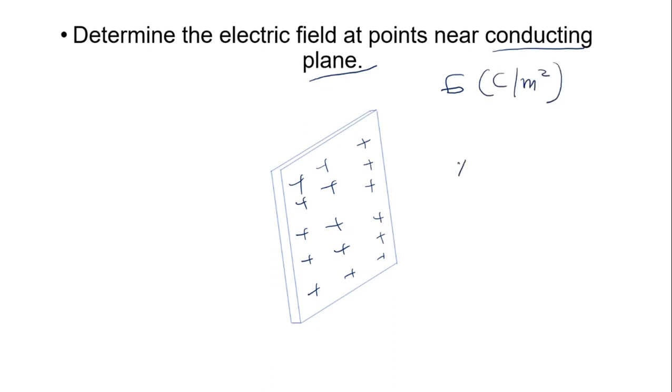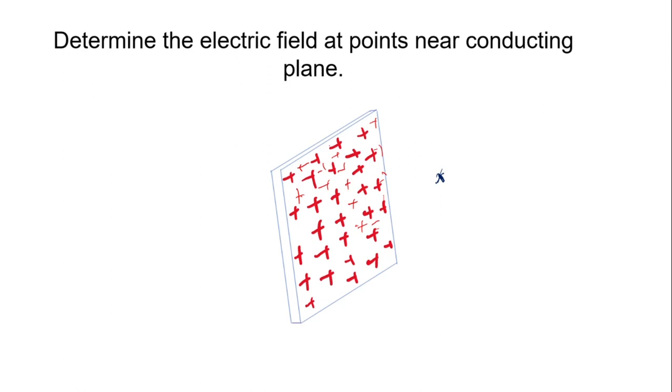The objective is to find an electric field somewhere here, a distance d from this plane, and this plane is conducting and infinite, meaning this distance compared to the length of the plane is very small. Now for this we are going to use Gauss's law to solve this problem. I will choose a Gaussian surface. We consider this Gaussian surface, we consider a cylinder.